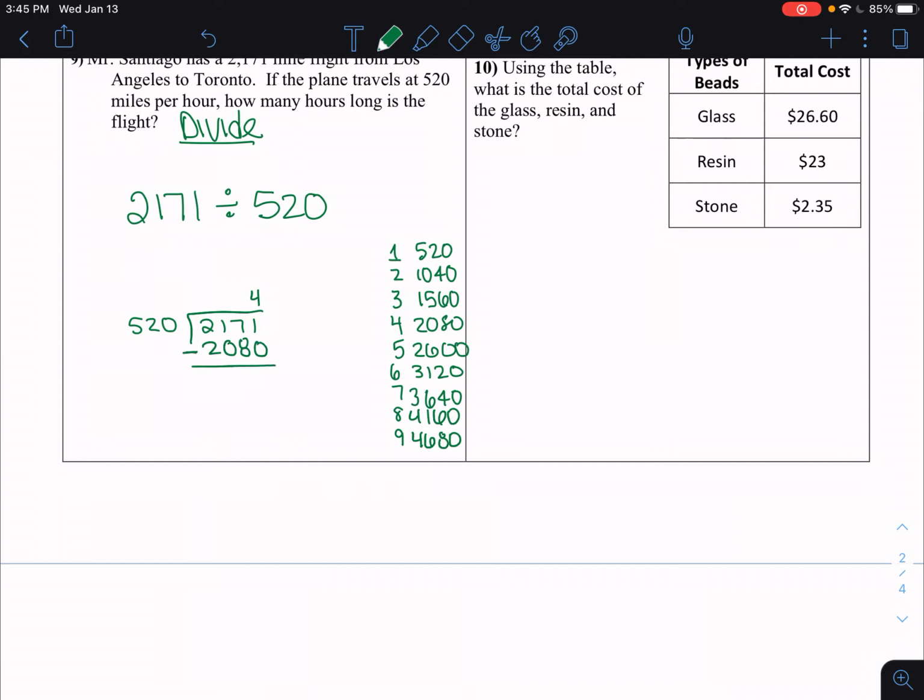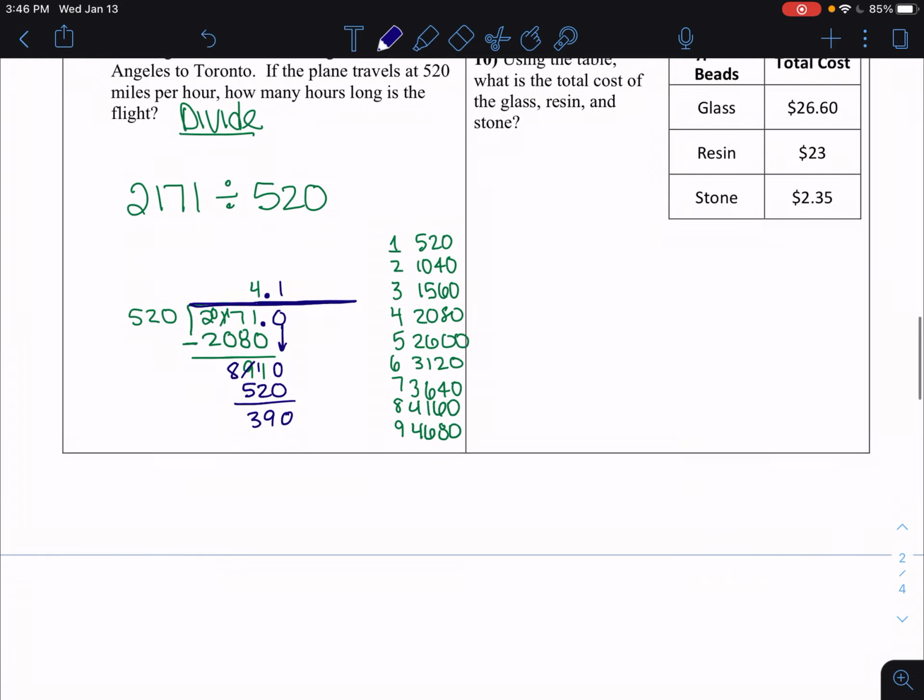Now I'm going to subtract. 1 minus 0 is 1. I'm going to borrow. 17 minus 8 is 9. Now, we are not done dividing because we have something left over. So I'm going to add a decimal here. I'm going to extend my division bar and add a 0. So here's my decimal, I add a 0, and I'm going to bring down that 0. So how many times does 520 go into 910? Well, it goes in 1 time. So 0, 11 minus 2 is 9, and 8 minus 5 is 3.